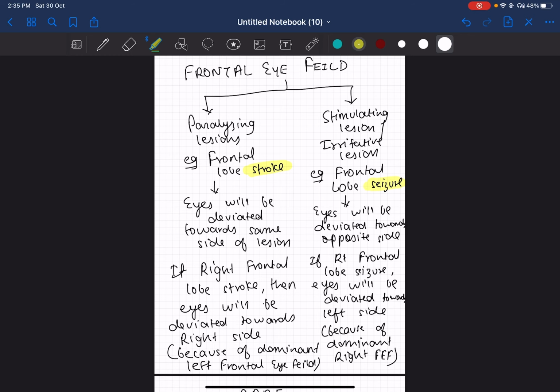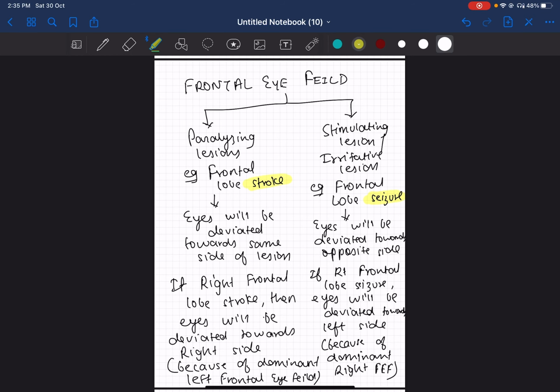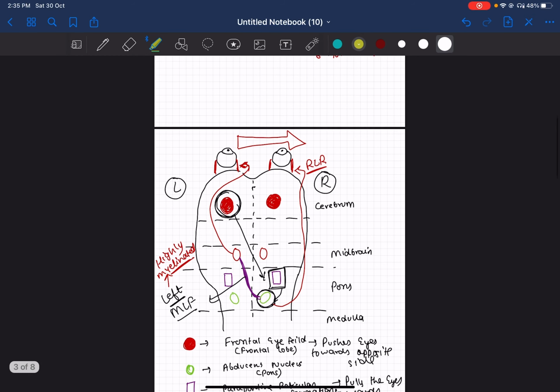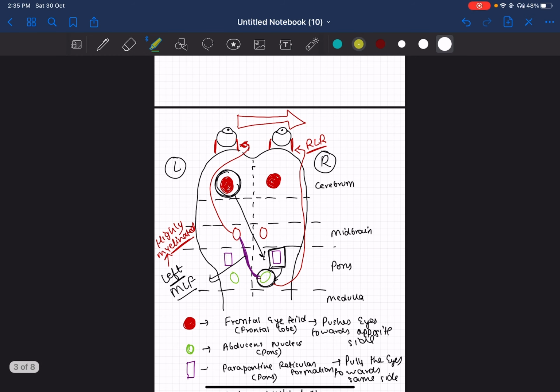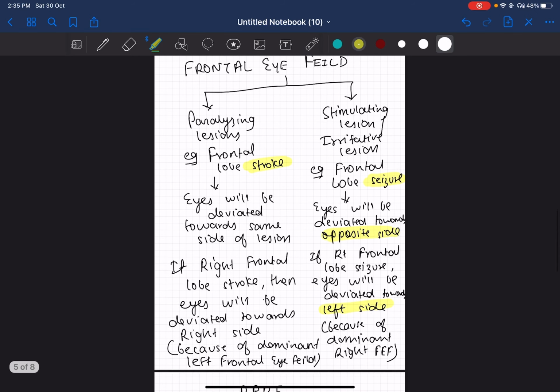If there is a frontal lobe seizure, eyes will be deviated towards the opposite side. If right frontal lobe seizure, eyes will be deviated towards the left side because of the dominant right frontal eye field. Okay, so whatever side is dominant in the frontal eye field, it will push the eyes towards the opposite side. Okay, so it is as simple as that.